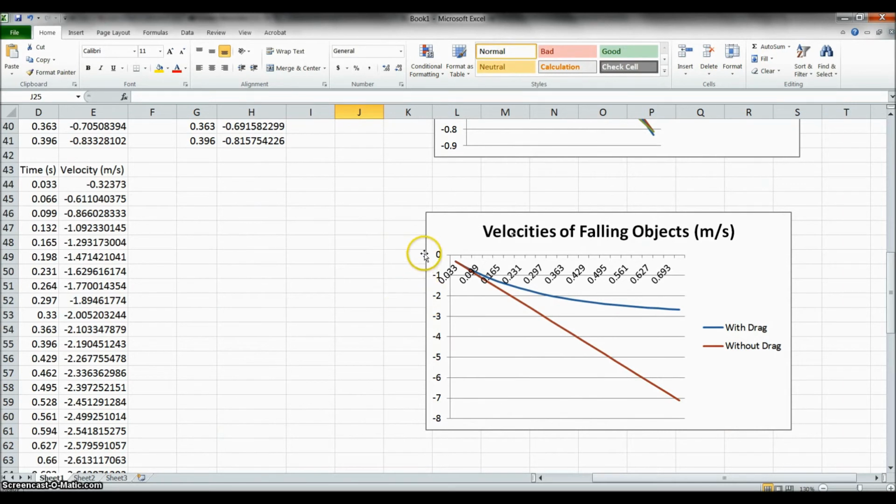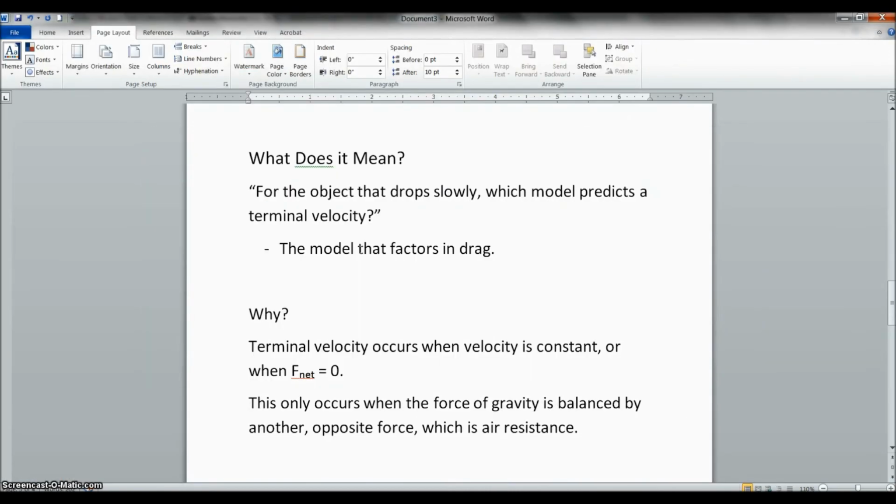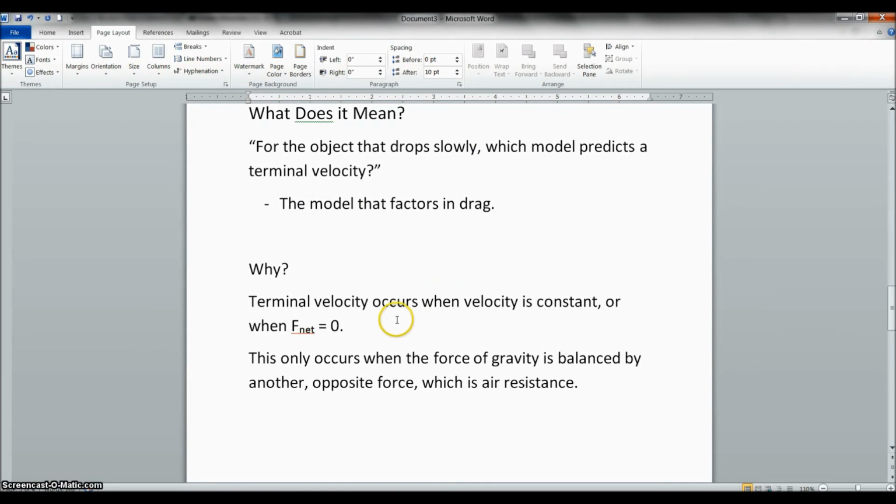Here I've plotted the velocities of the falling lighter object. As you can see, the red line, which is without drag, predicts that the velocity is going to continue decreasing over time, whereas the model in blue that does include drag predicts that the velocity is going to level out and become constant, which is when it reaches its terminal velocity. Thus, the model with drag is the one that predicts the terminal velocity.